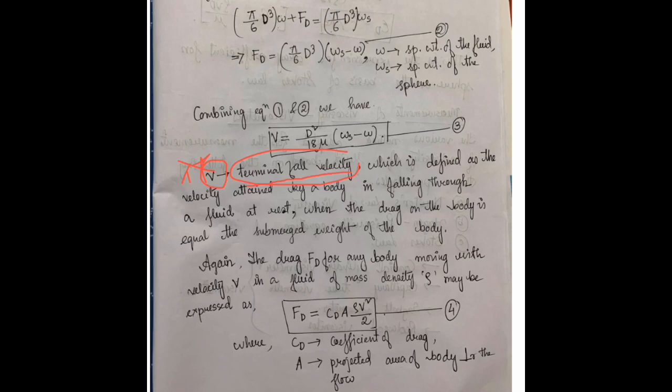So remember this definition of terminal fall velocity, which is very important. It can be defined as the velocity attained by a body in falling through a fluid at rest when the drag force on the body is equal to the submerged weight of the body.